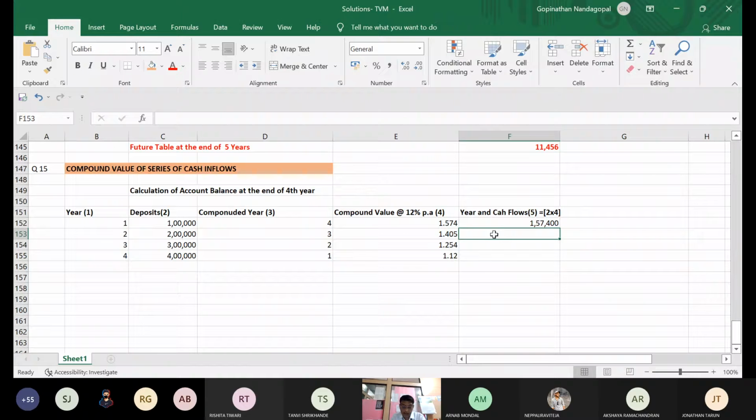1.405 into 2 lakhs. 2,81,000. 81,000. Okay, next. 3,76,000. 3,76,200.